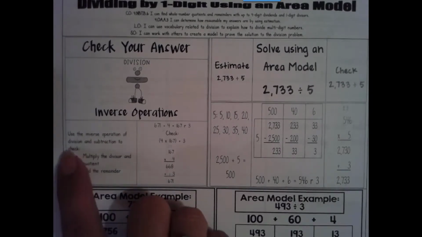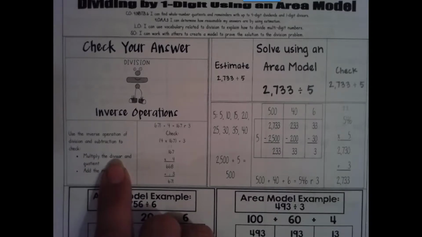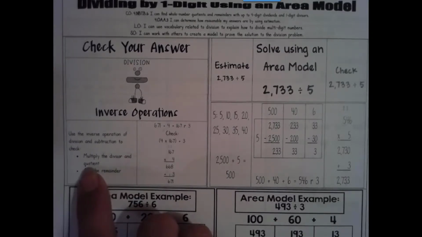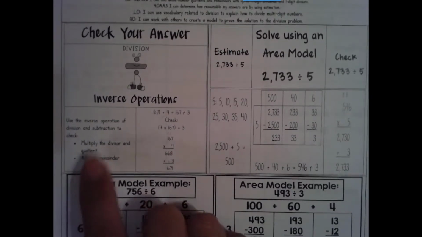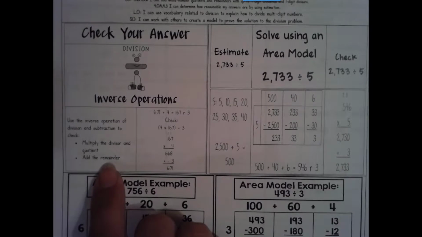Use the inverse operation of division and subtraction to check. Multiply the divisor and quotient. So that multiplying undoes the division. And then add the remainder. The adding undoes the subtraction.